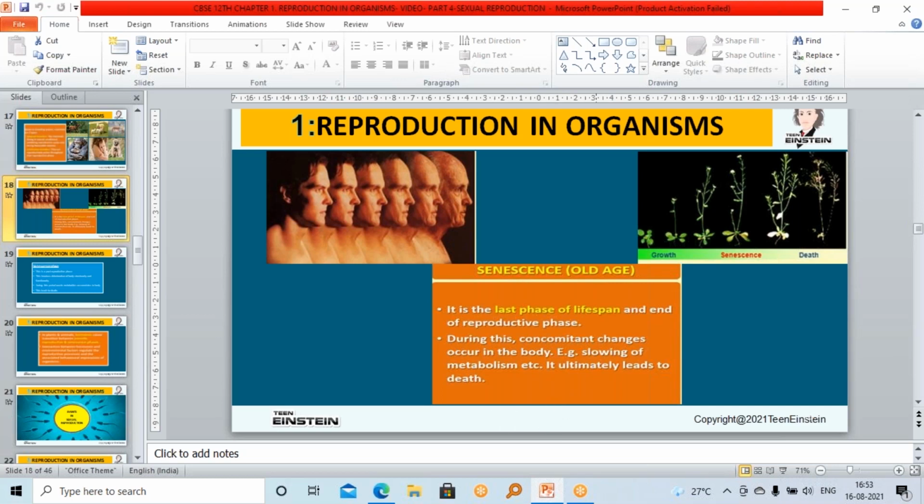Right? The metabolic process will slow down, and growth will slow down. Ultimately, the organism will die. So that stage is called senescence. Senescence is nothing but the death stage or the final stage or the last stage of the life cycle of an organism. Is it clear?